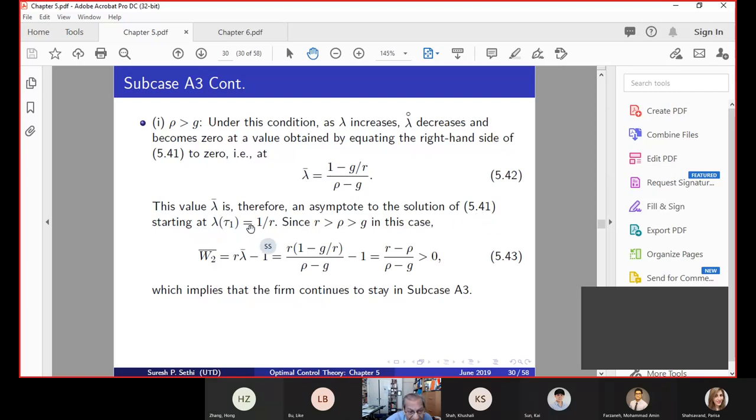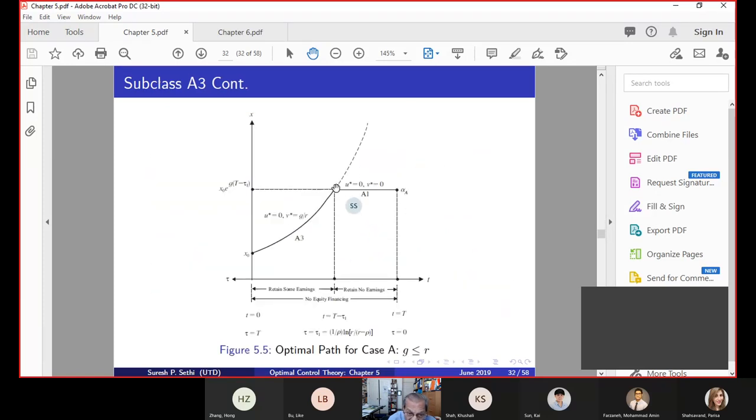So starting at 1 by r, since r is bigger than rho and rho is bigger than g, W2 bar asymptotically is R lambda bar minus 1, which is bigger than 0. That means that all the way to infinity, not just to capital T, this W will remain bigger than 0. Because even at the very end, it's bigger than 0. Which means that in the case of rho bigger than G, this solution can stay forever and certainly can stay up to capital T. So when tau goes all the way to capital T, that solution can stay. So we are done for that.